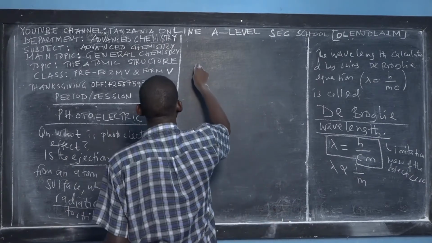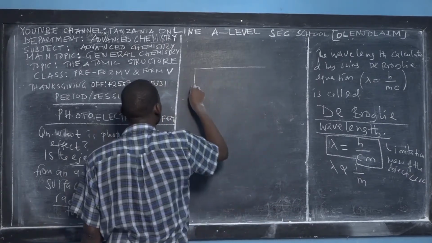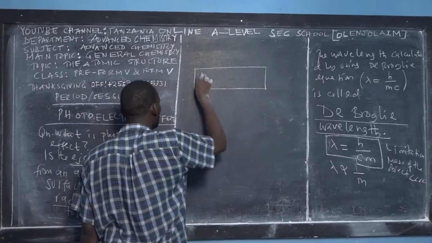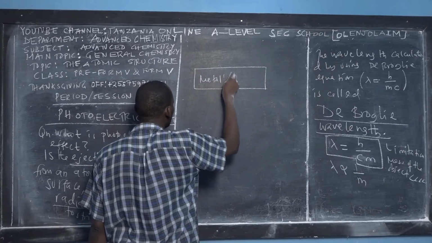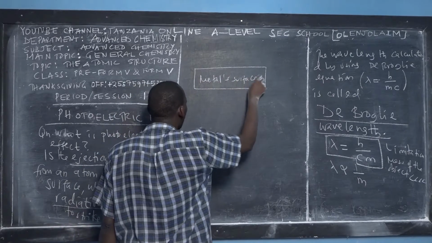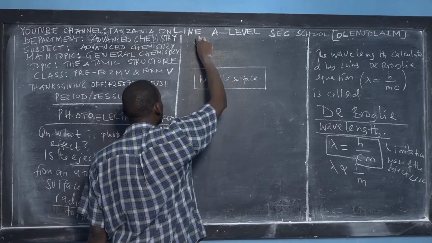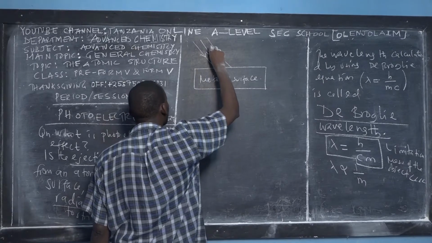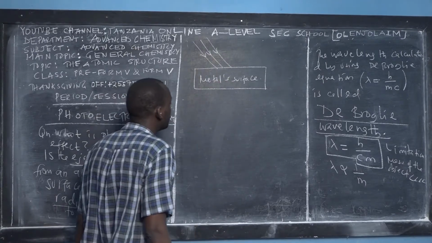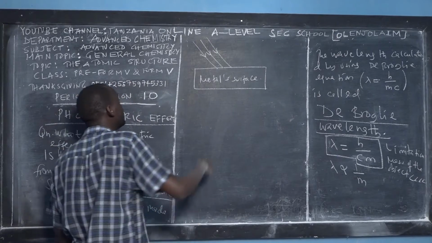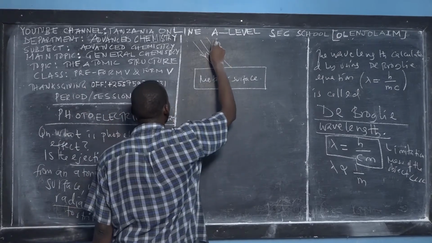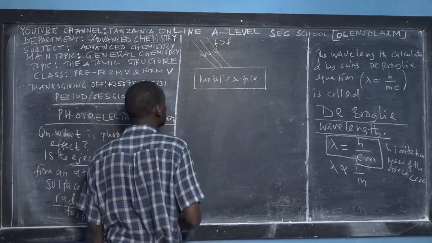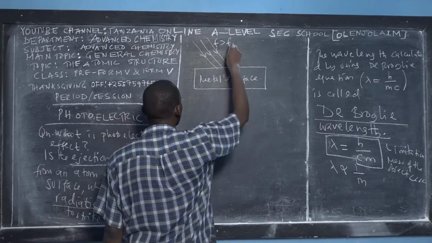So suppose that this is the surface of the metal. This is the metal's surface. And then you have incident radiation. These are the incident radiations falling on the metal surface. So what happens? We say that if the frequency of these incident radiations is greater than a certain frequency, we call it the threshold frequency, or the work function.